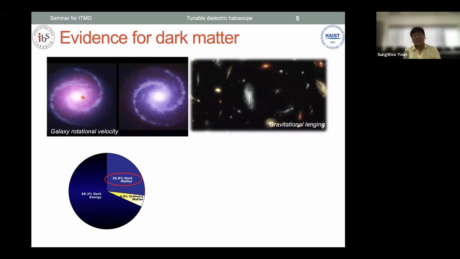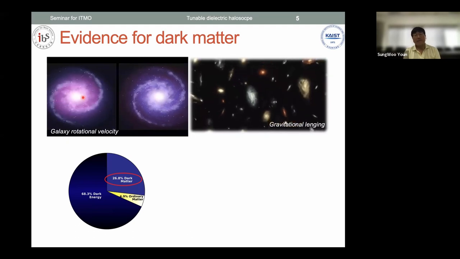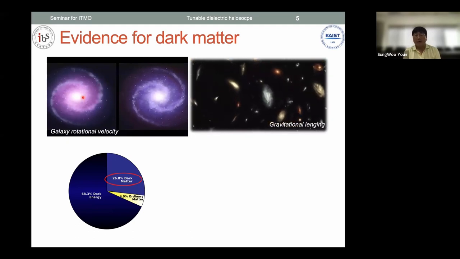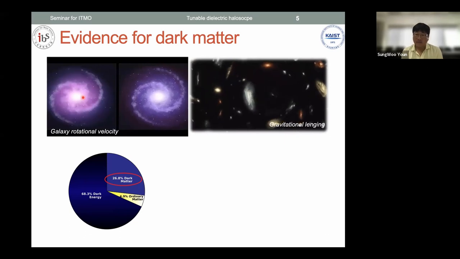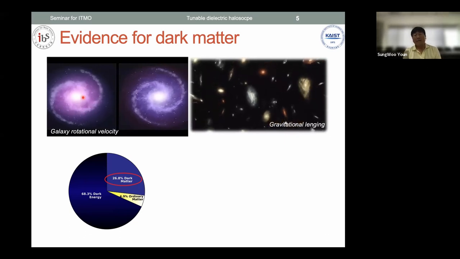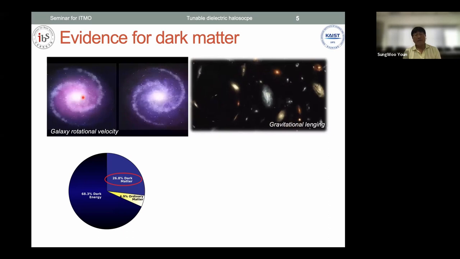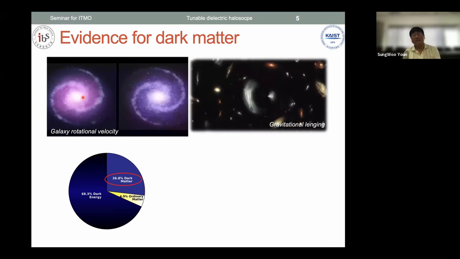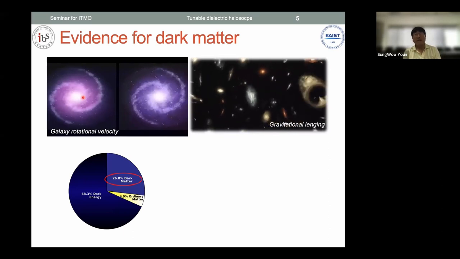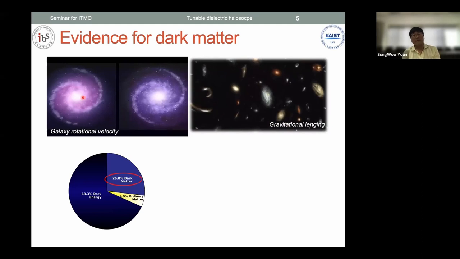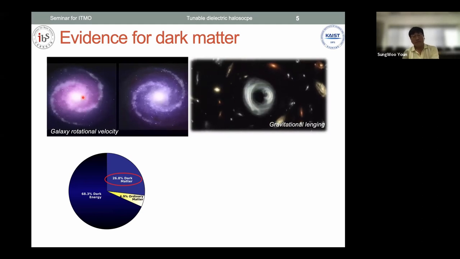Another one is the gravitational lensing effect, which was also predicted by general relativity by Einstein. And recently we have a bunch of gravitational lensing images which support the existence of dark matter.